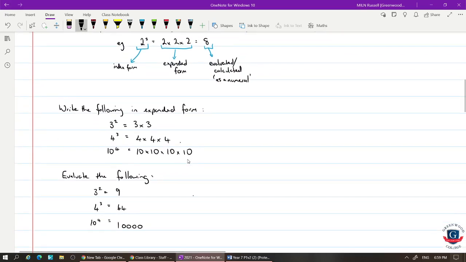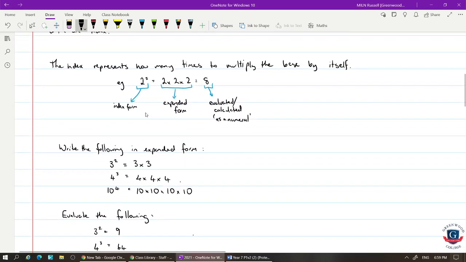The index itself represents how many times to multiply the base. So 2 to the power of 3, given that 2 is the base, we're going to multiply it by itself 3 times. 1, 2, 3 times. 2 times 2 is 4. 4 times 2 is 8. We call this the index form. When we expand it, it becomes 2 times 2 times 2. That's called expanded form. When we evaluate it, it's as a numeral, and it would just be the number 8.